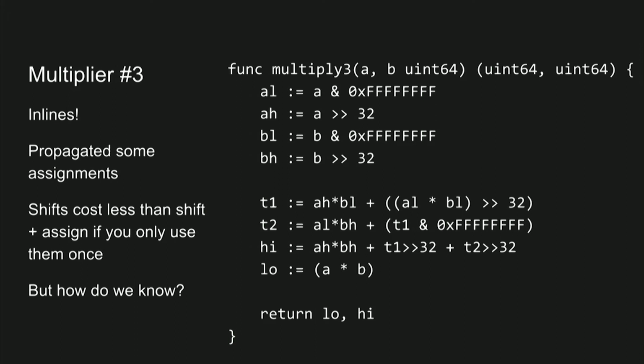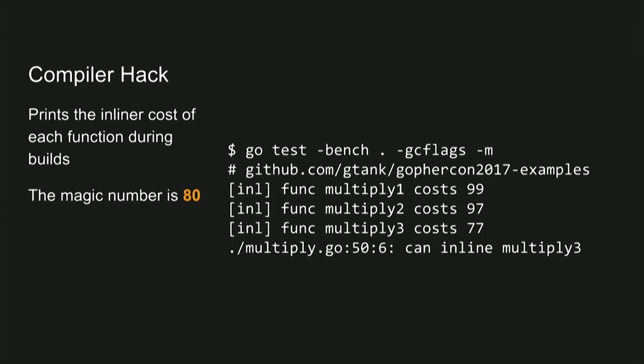However, we really just stared at this and thought and tried some things until it worked, which is not a very repeatable process. The compiler does keep metrics for this, but it doesn't expose them even in debug mode. So I've got a sketchy patch on GitHub for the Go compiler that will output the costs of all of your functions at build time. And the magic number is 80.